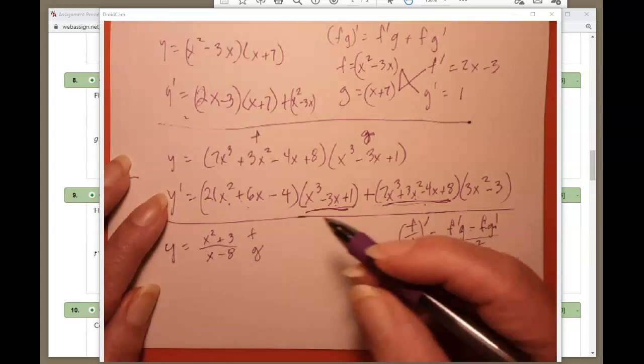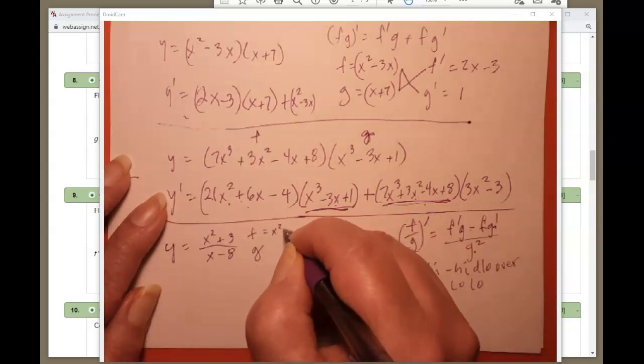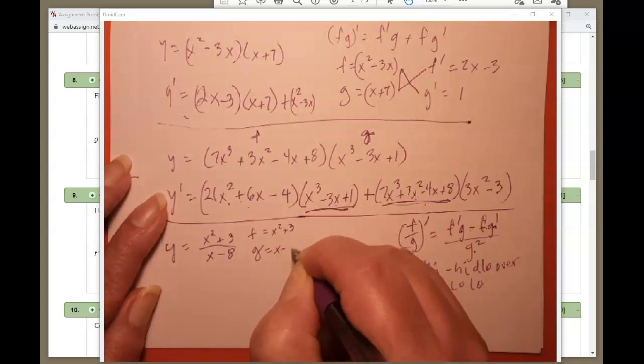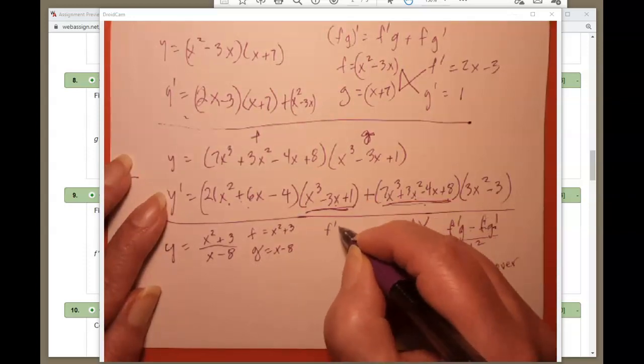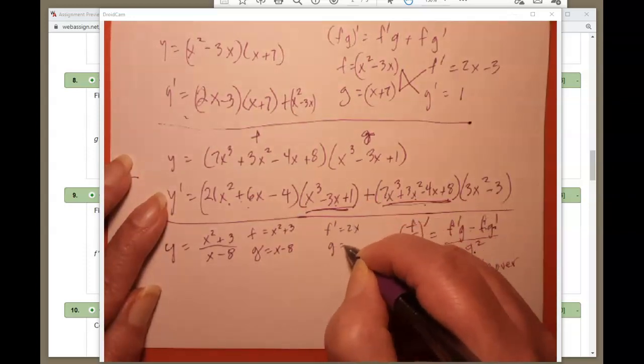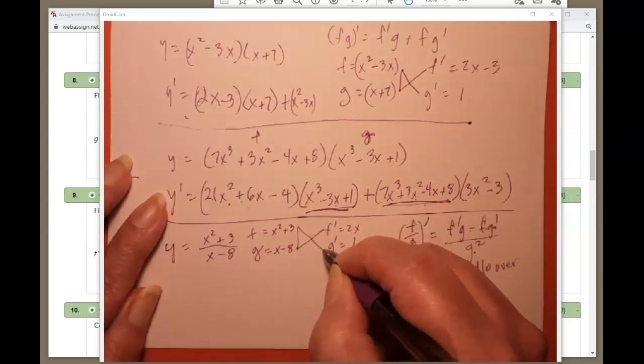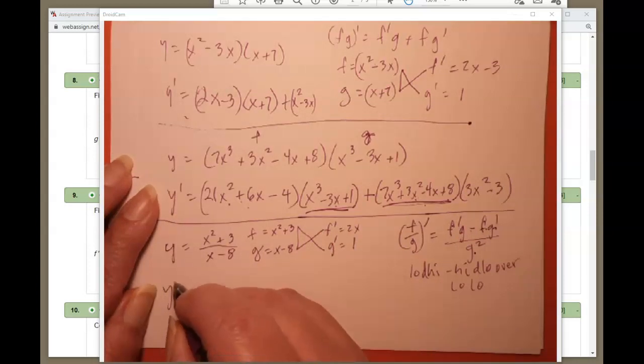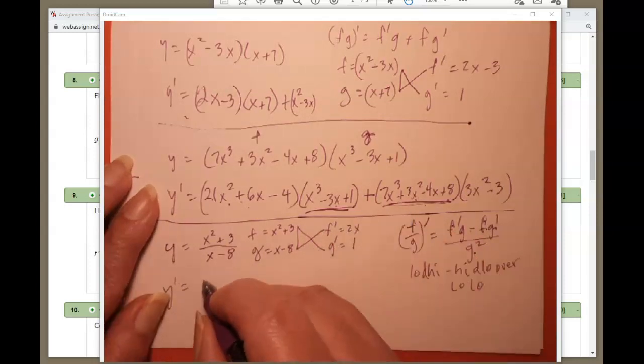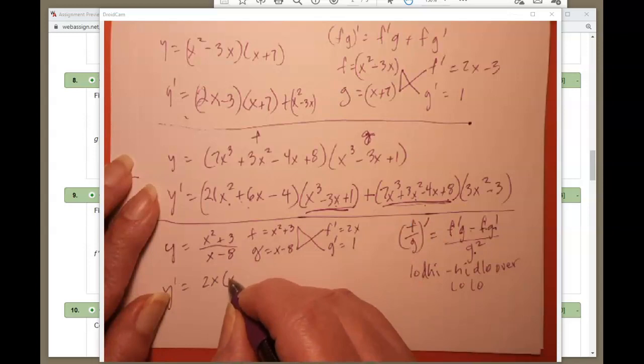We could do the little block that we had. F is equal to x squared plus 3. G is equal to x minus 8. F prime equals 2x. G prime is equal to 1. We start here and go like that. So we're doing y prime equals, starting here, 2x, parentheses x minus 8.